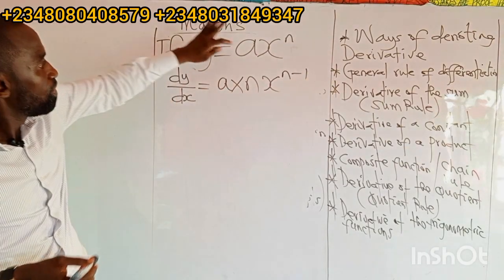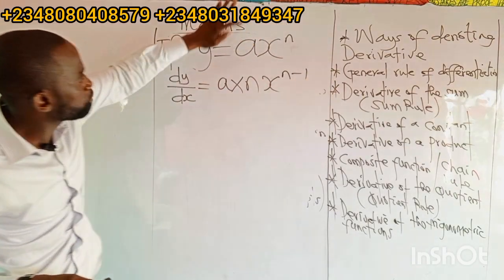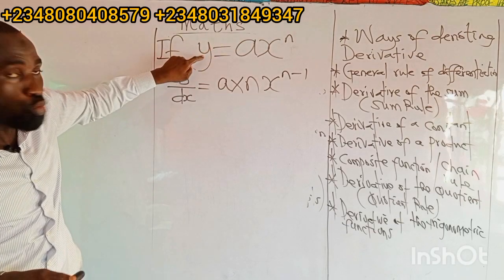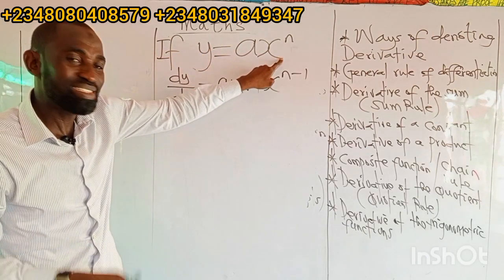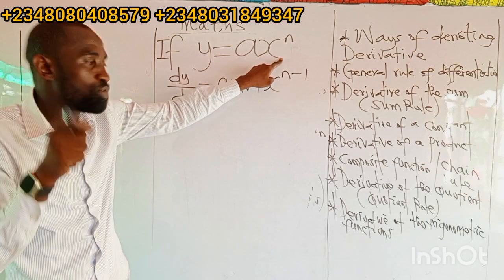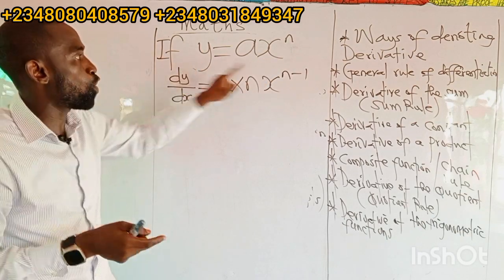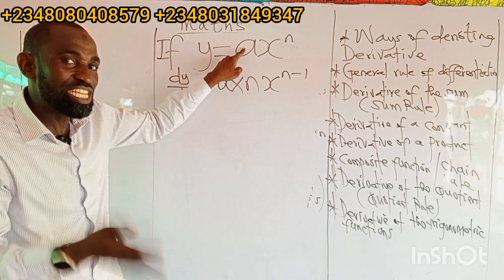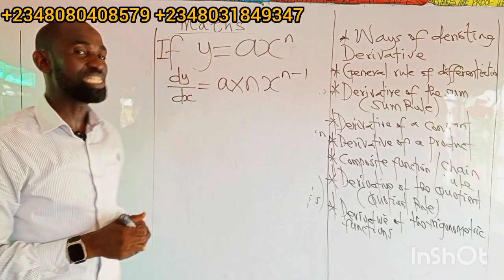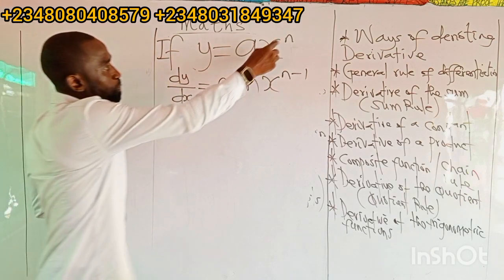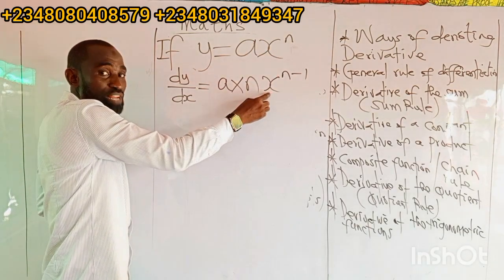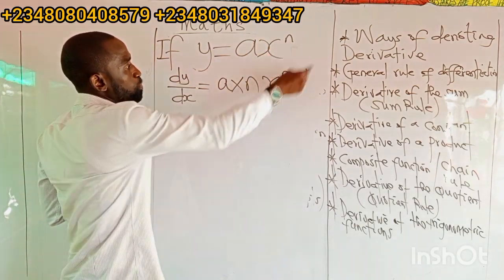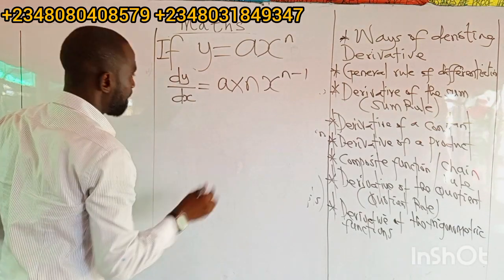So what is the rule? I need the power and the coefficient. This y is the dependent variable, this x is the independent variable. Y depends on x. A is the coefficient, n is the power. What is the rule? I just multiply the power by the coefficient, write the independent variable again, then subtract 1 from the power.